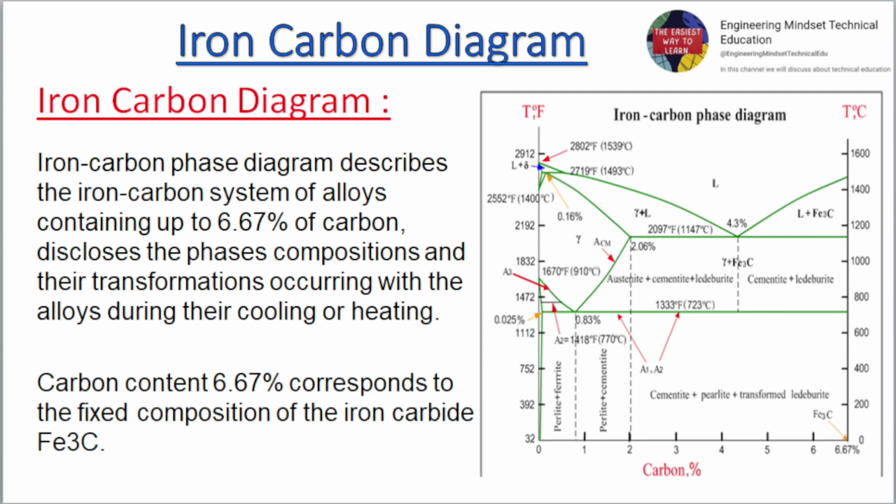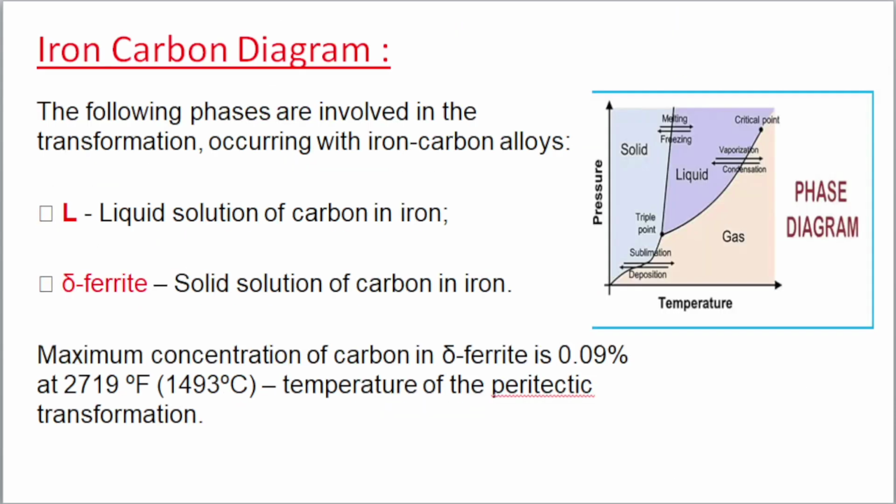Iron-carbon phase diagram describes the iron-carbon system of alloys containing up to 6.67% of carbon, discloses the phases, compositions and their transformations occurring with the alloys during their cooling or heating. Carbon content 6.67% corresponds to the fixed composition of the iron carbide Fe3C. The following phases are involved in the transformations occurring with iron-carbon alloys.